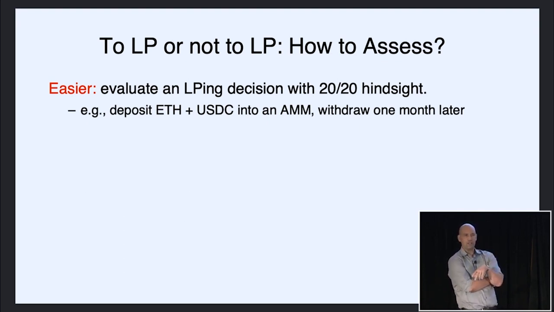with a hopefully easier question of doing forensics on the past. So imagine we just actually had locked up liquidity in an AMM for a month. We just withdrew it. We want to go back and look at the data and say, okay, was that a good move or not?